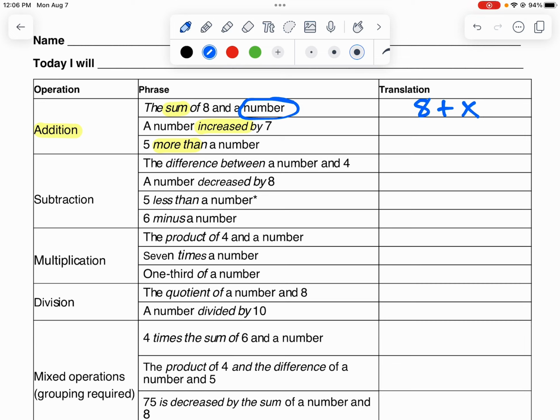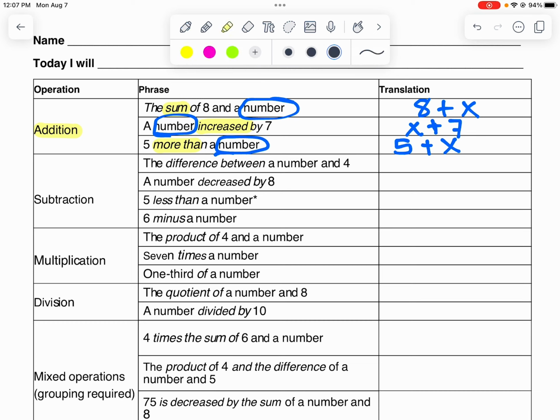Here it says a number increased by 7. This is our unknown, so x, and it's increased by 7. This is a plus sign, sorry. And the order of this does not matter. So when you're adding, it does not matter the order. And then the last one, 5 more than a number. So here's our unknown. So 5 plus x.